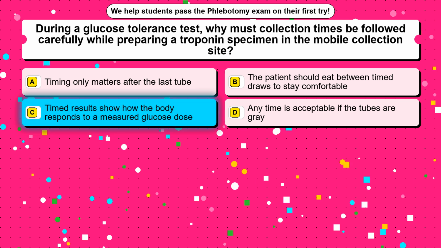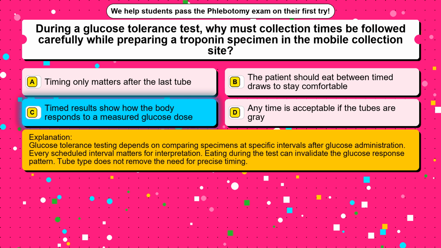The correct answer is option C. Timed results show how the body responds to a measured glucose dose. Glucose tolerance testing depends on comparing specimens at specific intervals after glucose administration. Every scheduled interval matters for interpretation. Eating during the test can invalidate the glucose response pattern. Tube type does not remove the need for precise timing.